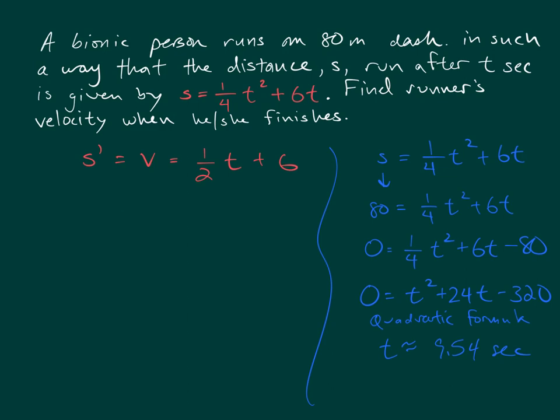And when you use the quadratic formula, you get roughly 9.54 seconds. That's how long it took for this bionic person to run an 80-meter dash. So then we take this value and we substitute it in for t over here so we can figure out how fast the bionic person was running. So when you substitute this value in here for t, take half of that, that's roughly 4.77 plus 6, 4 and 6 is 10.77 meters per second.